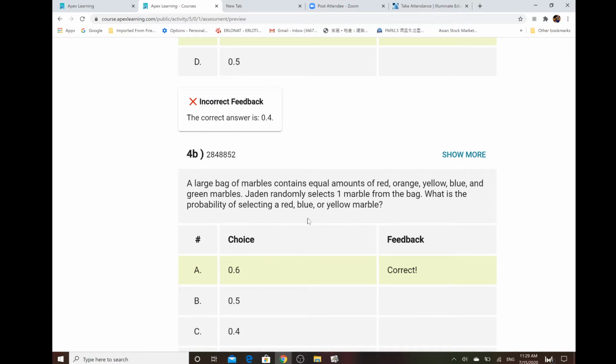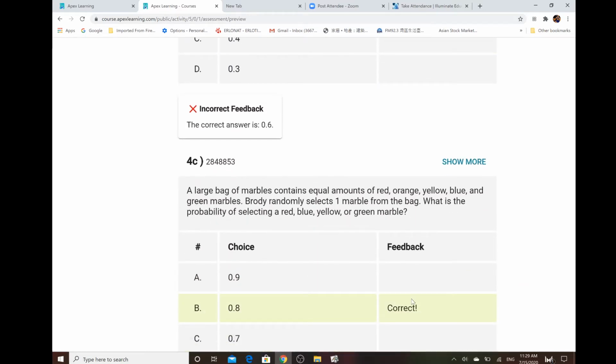The reason the first one is 2 out of 5 is that it says selecting a red, blue, and then after that, the keyword "or" yellow marble. So selecting red or blue, the probability for that would be 2 out of 5. And then, or yellow marble, the probability for that would be 1/5. So 2/5 plus 1/5 is 3/5, so it's 0.6. So we've got to be careful with the wording here.